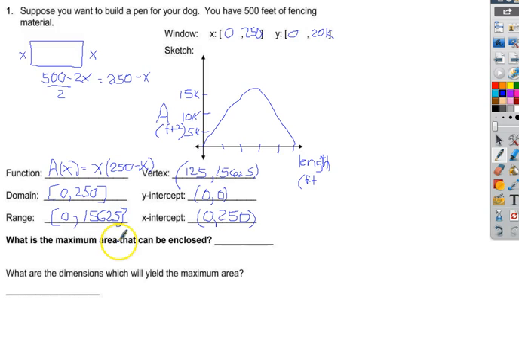It says, what is the maximum area that can be enclosed? Okay, the maximum area, that was the maximum height. All right, and we know from our vertex and from our range that the maximum area we can enclose is 15,625. Please write the units down. That is important. Square feet.